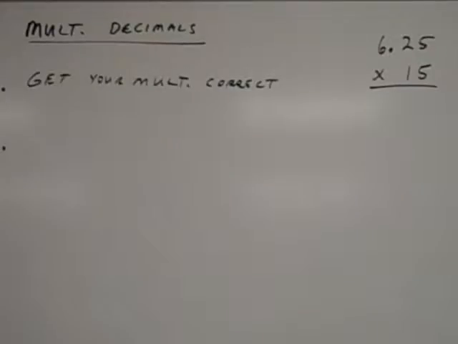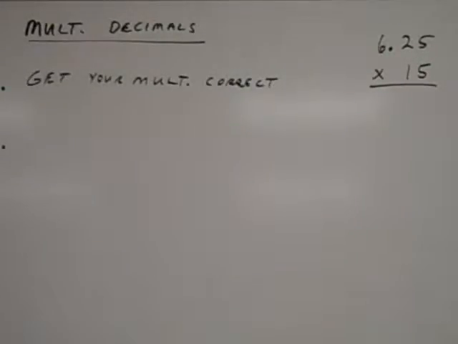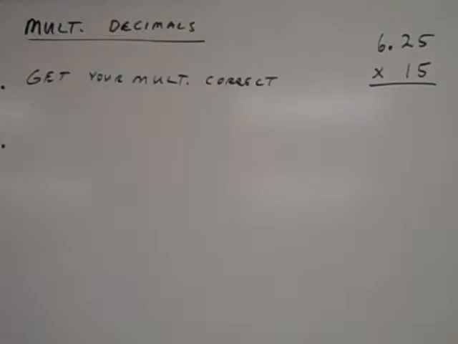Multiplying decimals. First thing you need to worry about on multiplying decimals is get your multiplication correct. Quit worrying about the decimals and let's just get our multiplication correct. So, we've got to remember how to multiply multi-digit numbers. For instance, 3 digits times 2 digits.